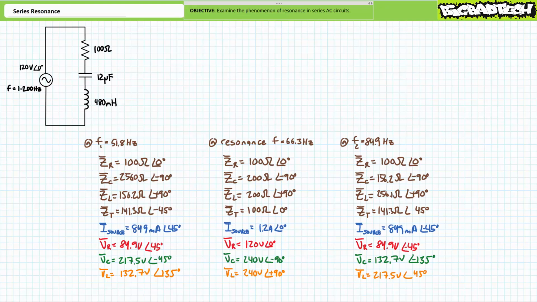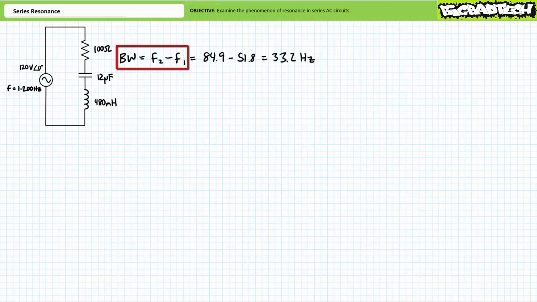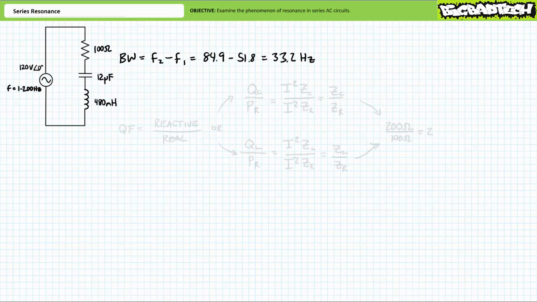Importantly, given this is the upper half-power frequency, source current is roughly 849 milliamperes, as predicted, being 1.2 amps, i.e. maximum current, divided by square root 2. Moving on. Let's now discuss bandwidth and quality factor. The half-power or greater region between F1 and F2 is known as the bandwidth. For our particular circuit, it has a bandwidth of 84.9 Hz, minus 51.8 Hz, or 33.2 Hz.